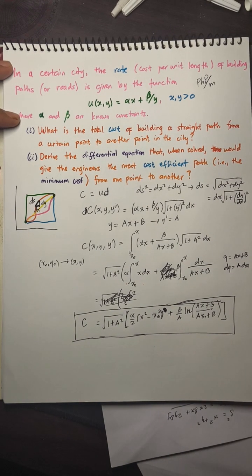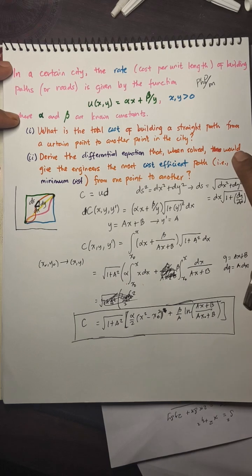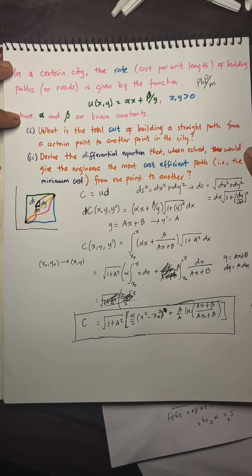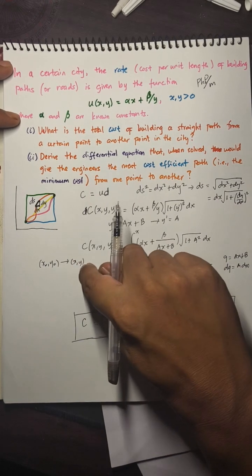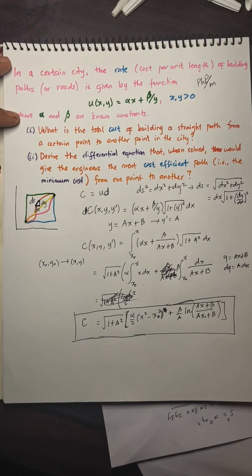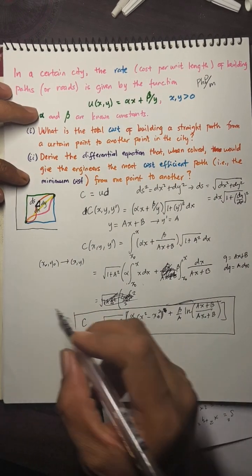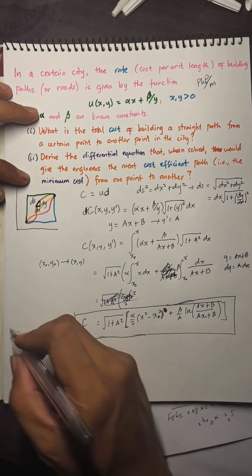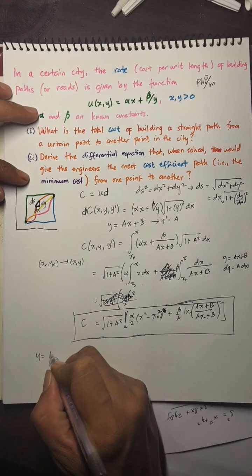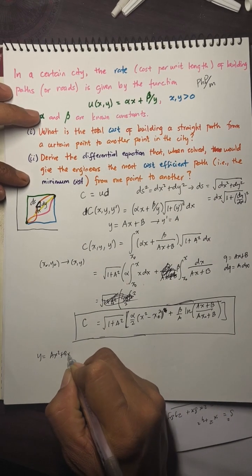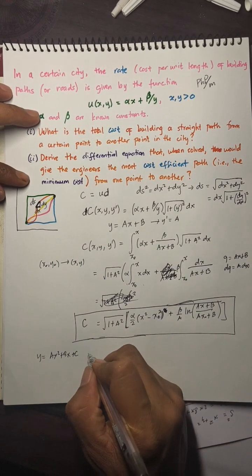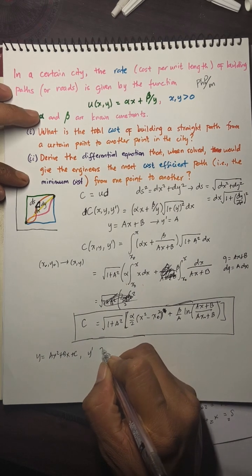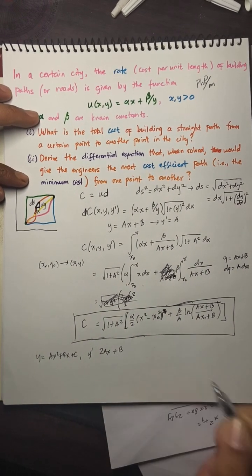We can also solve a follow-up question. What would be the cost if we are building a parabolic path from one point to another, from the point x naught, y naught to some x, y? Well, that would just be, again, for the parabola, let's just assume y is equal to some ax squared plus bx plus c, so that y prime would be equal to 2ax plus b.